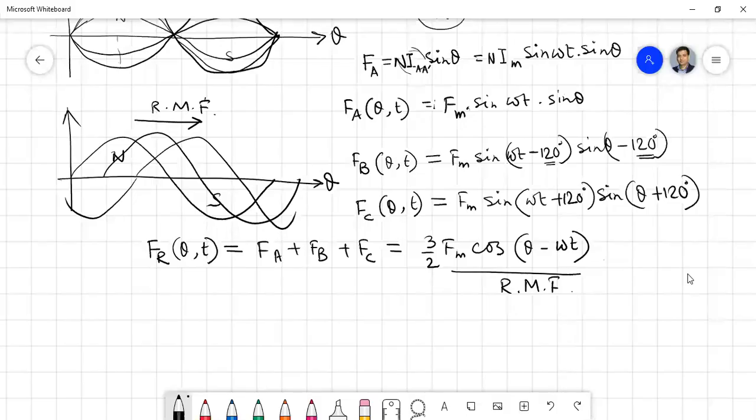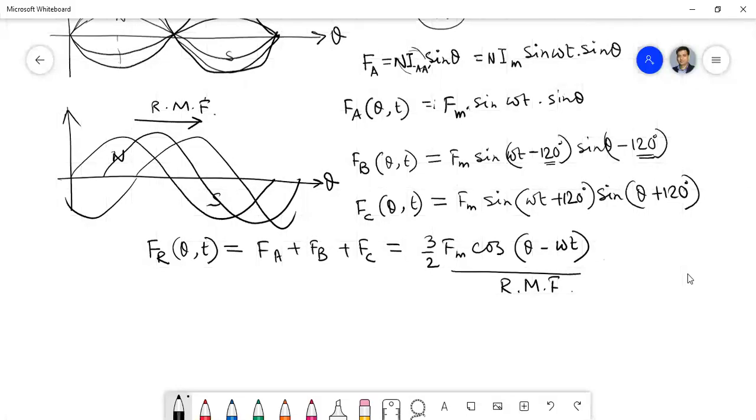Any question? Any question? So that means the rotating magnetic field means the magnetic field will rotate in space. Okay, and how do we find out the speed of this rotating magnetic field?